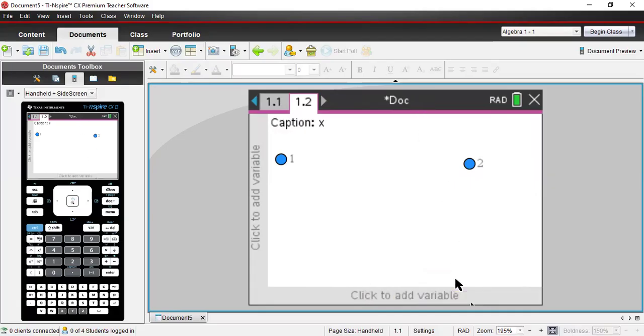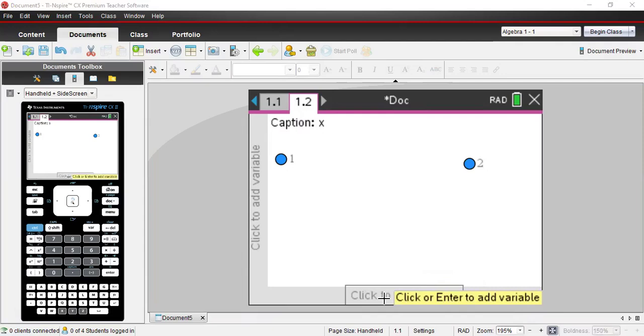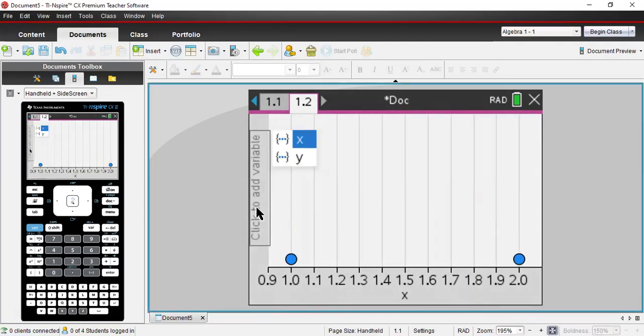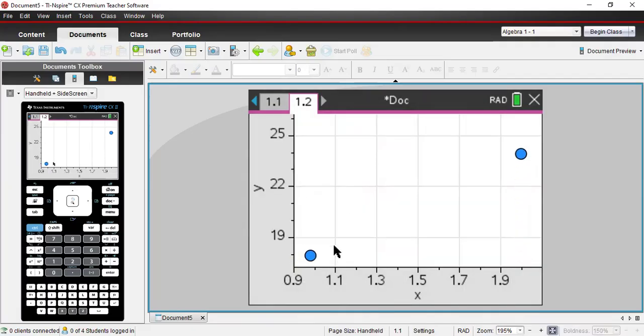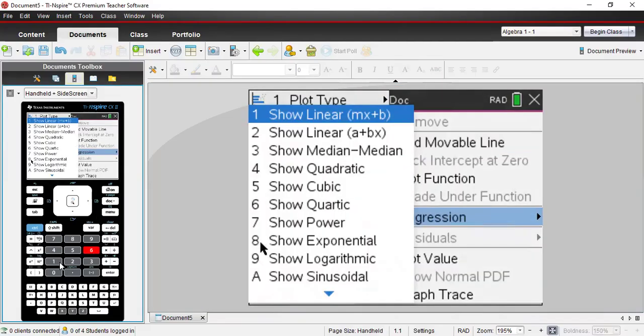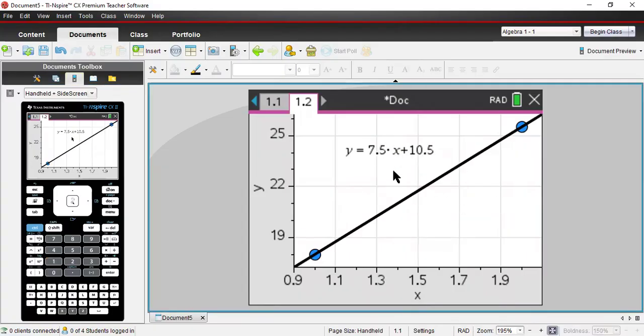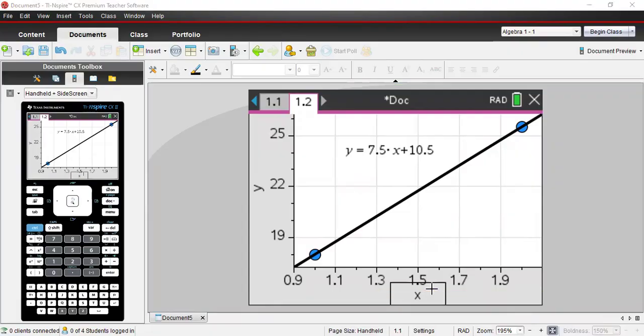Okay, so now all I'm going to do is go to the data and statistics page down here. Well, this is in the way. Can I move this out of the way? Okay, down here, I'm going to put an X over here. Over here, I'm going to put a Y. And then I'm just going to do menu 461. So it tells me that the equation is y equals 7.5x plus 10.5. So that means that I can go back here and I can say the equation for renting the canoe is y equals 7.5x plus 10.5.